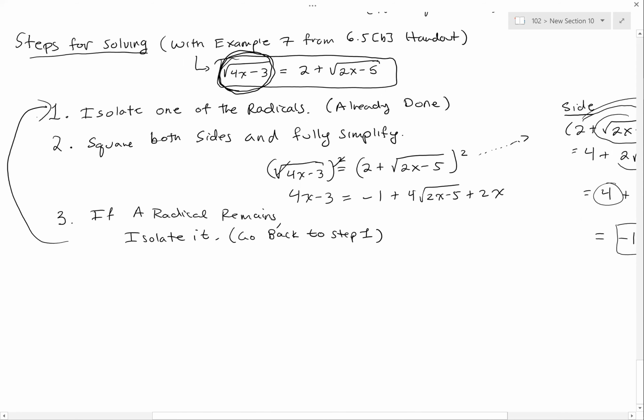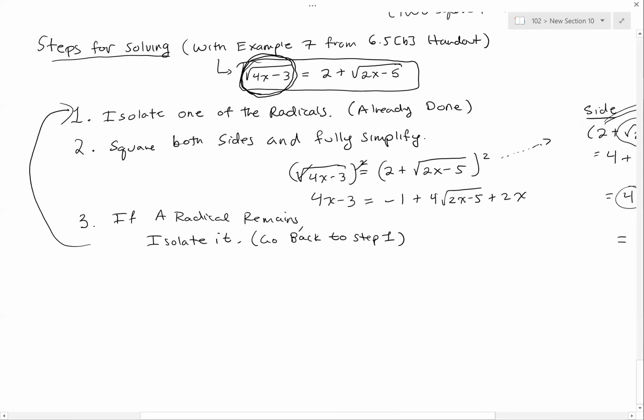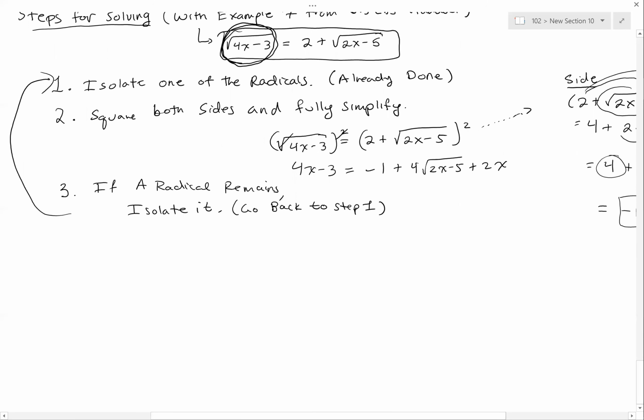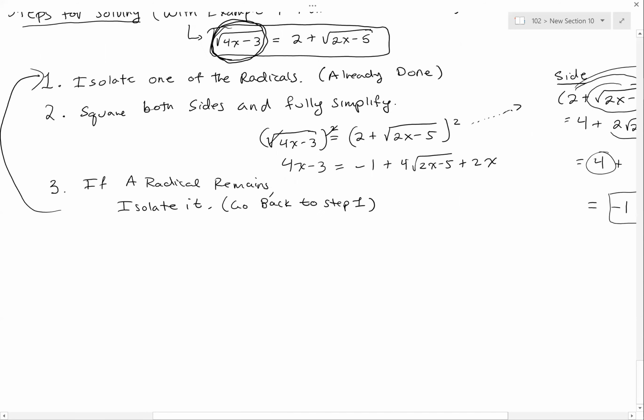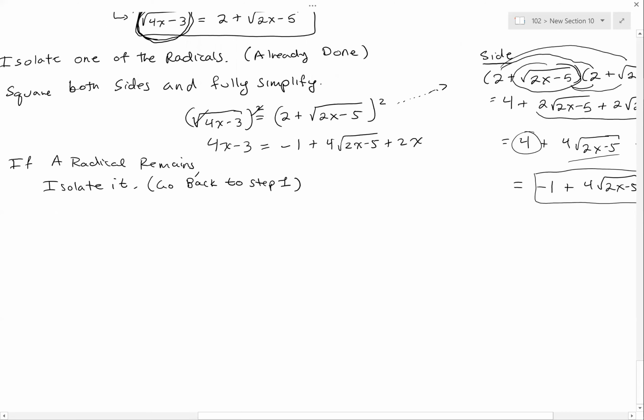From there, you would then, again, square both sides, fully simplify, and you'll typically only have to go through that cycle 2 times, maybe even only 1 time. But if your equation has a lot of radicals in it, you can expect to go through this cycle several times. But for us, the most we're gonna see is going through this twice. So if a radical remains, we want to isolate it, and in other words, go back to step 1.